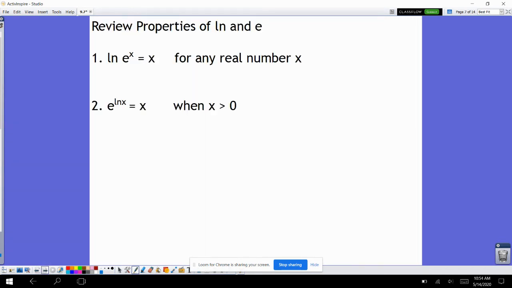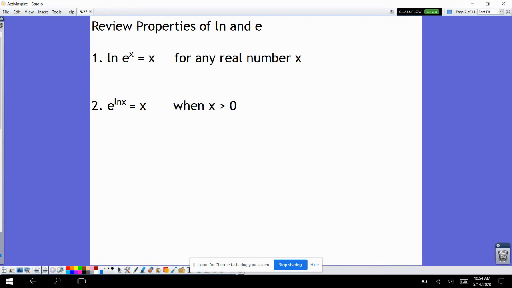Now, we can do the same thing with e. So remember our properties of the natural logarithm. The natural log of e to the x equals x for any real number x, and e to the ln of x equals x when x is greater than 0. And that's because the natural log and e are inverses. They undo each other. They leave you with that x, or that input value.